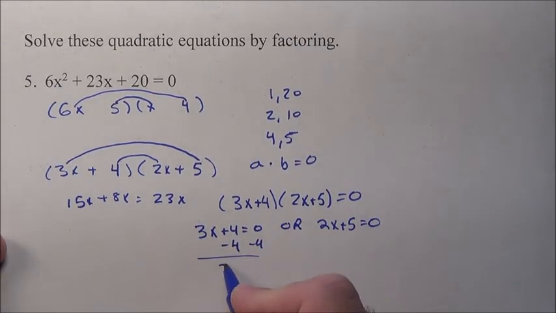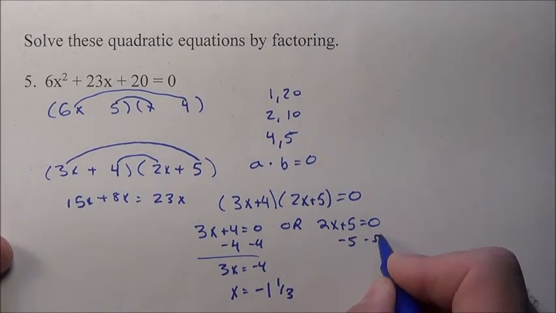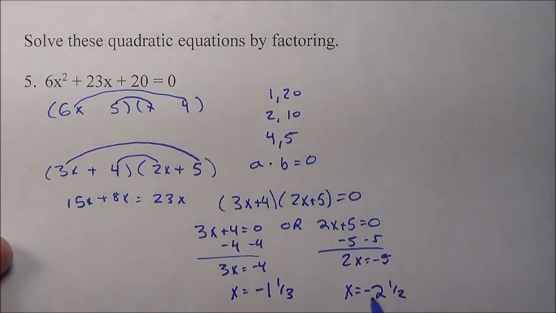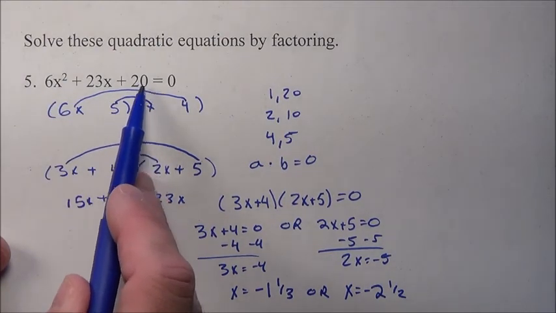Subtract 4, subtract 4. 3x is negative 4. Divide by 3. You're going to get x is negative 4/3 or negative 1 1/3. Solving here, subtract 5, subtract 5. 2x is negative 5. Divide by 2, negative 2.5. Those are our two solutions. Negative 1 1/3, or it could be negative 2 1/2. It's got to be one of these to make that entire problem true.